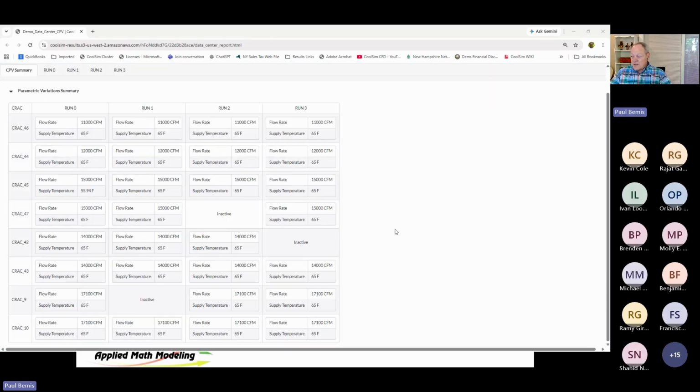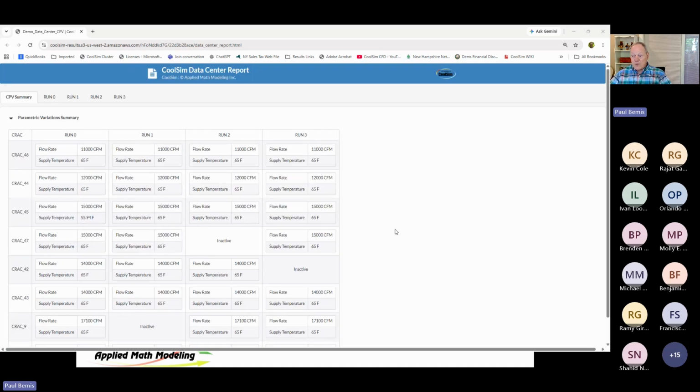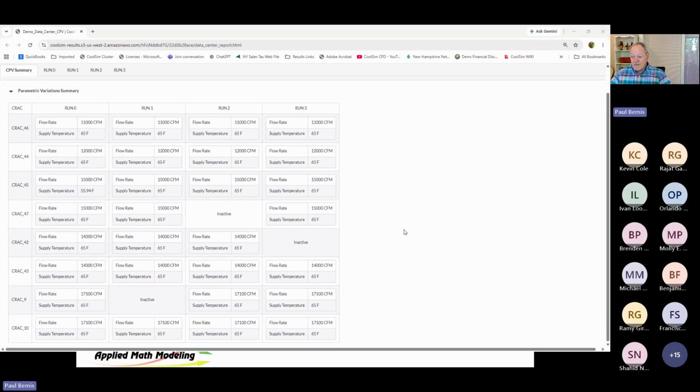So this is a data center. I'll show it to you in a moment, but this is a set of output only for a particular data center. This is a raised floor data center. It's not contained. And I've done 4 runs here. Now, in CoolSim, you can set up 4 variations at once that will all run concurrently, and you can therefore take a look at different settings, different parameters. We give you a summary page here, and so here's the summary page of these 4 runs.